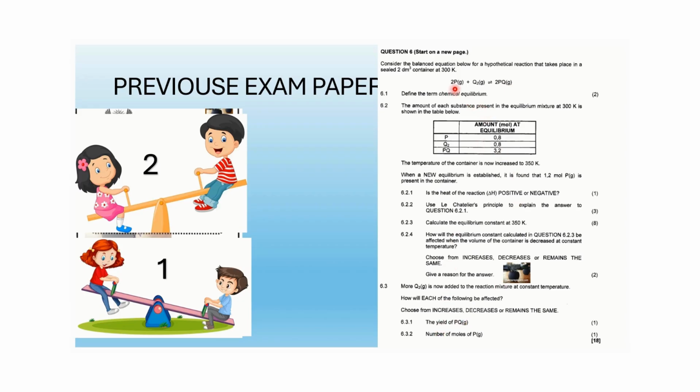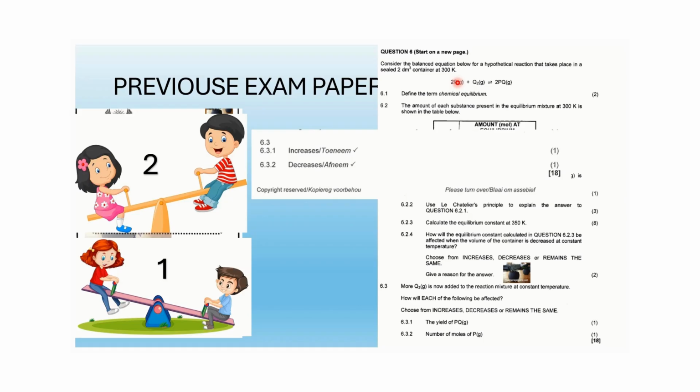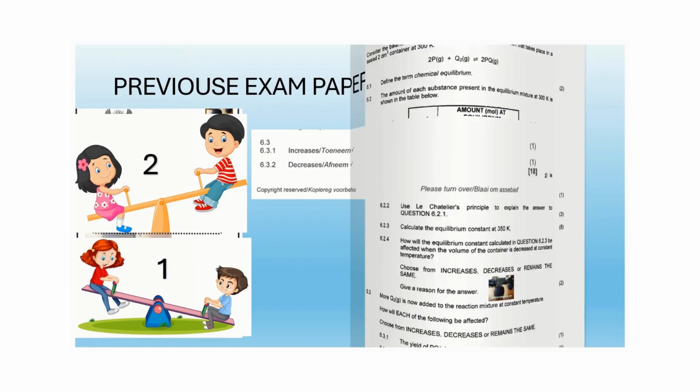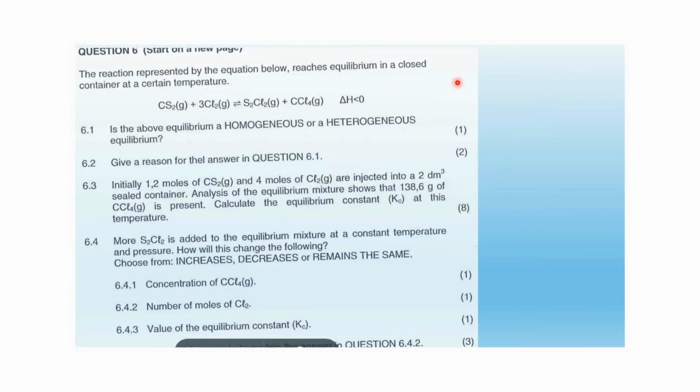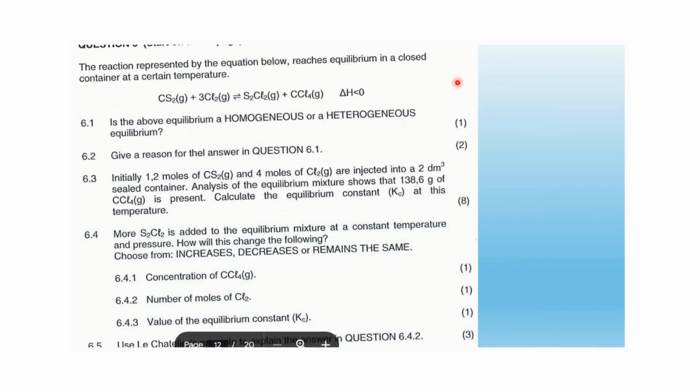What about P now? P is on the reactant. Whatever is on the reactant must go down or decrease. So this simply means that the number of moles of P will have no choice other than to decrease. Now let's continue with another question, but our main focus will be on this kind of question that has to do with the disturbance that we have just talked about.